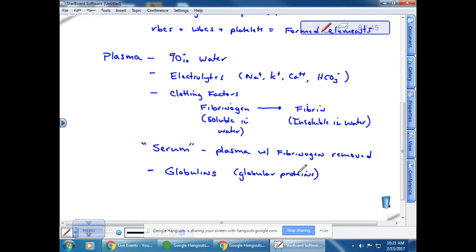So anytime you see the word globule or glob, that means that it is a protein rather than something else, like a nucleic acid or a lipid, for example. Okay. We also have lipoproteins.